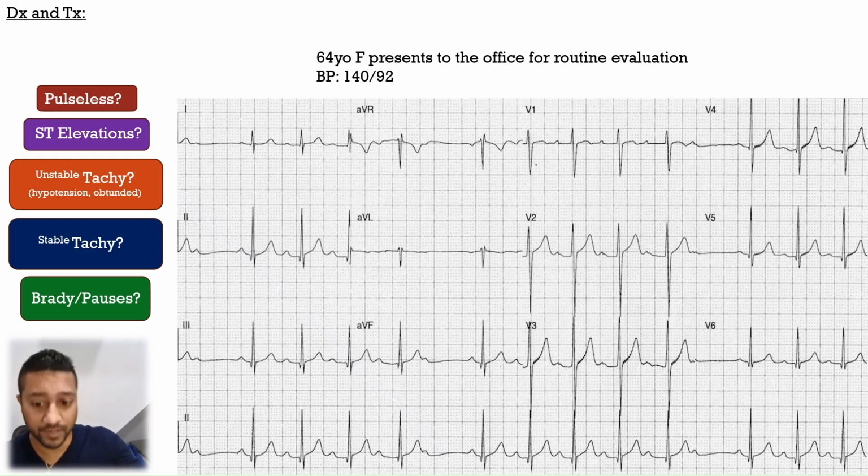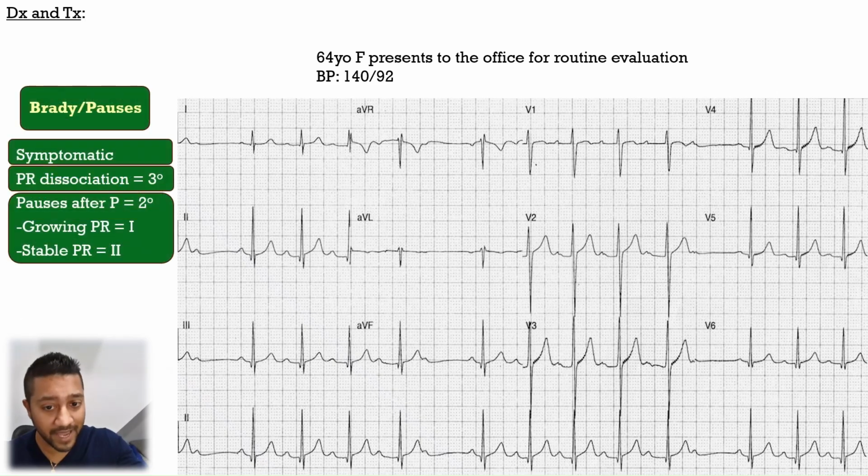I know this patient's not pulseless. I don't see a tachycardia, but I do see some pauses. So now I'm asking myself the next question: if this patient has Brady or pauses, are they symptomatic or asymptomatic? If they're symptomatic, I know they would immediately get atropine. But this patient, remember, just came in for routine evaluation. So then I'm asking myself, all right, which of those heart blocks could I be potentially dealing with?